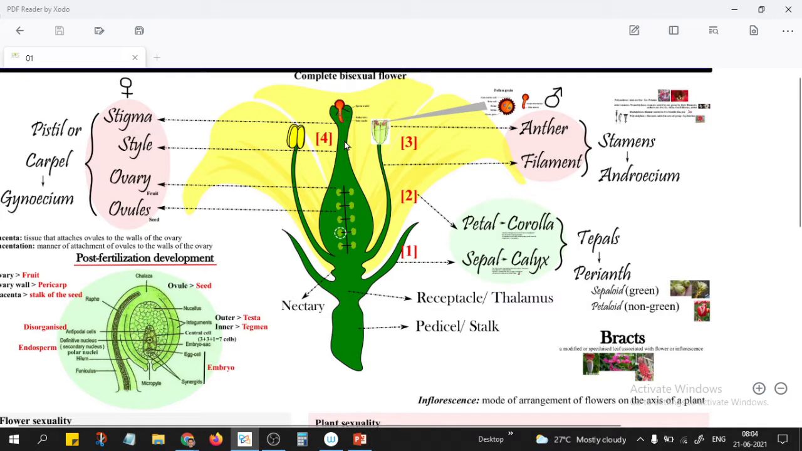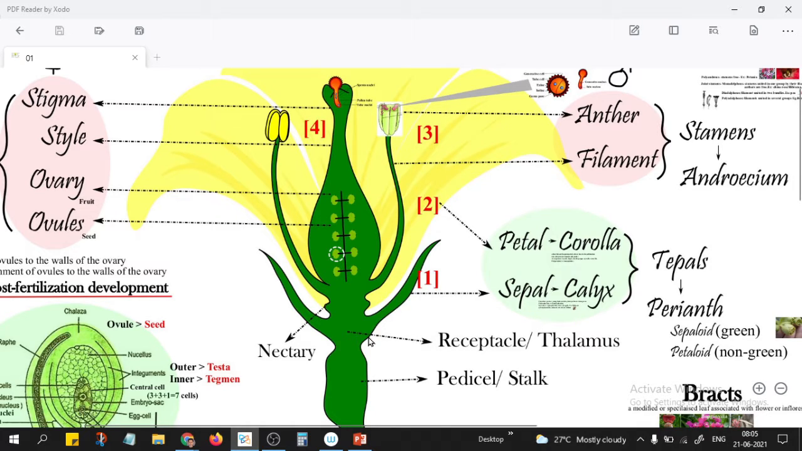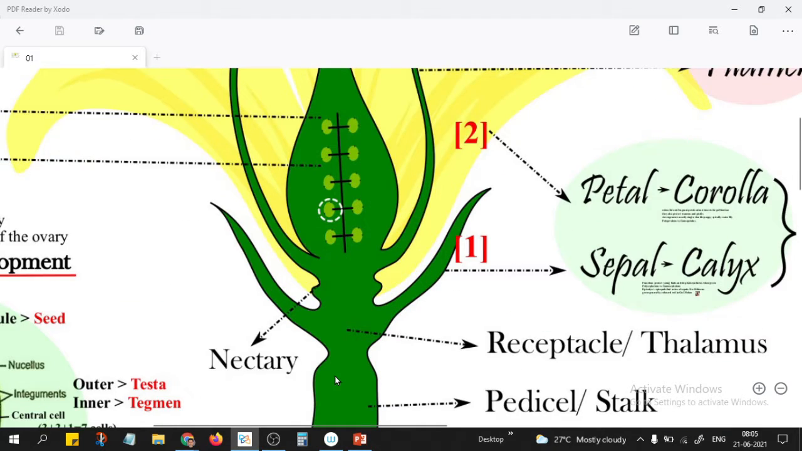Okay, so we can just revise that the lower part here is the stalk. Okay, it is also called the pedicel, and the structure just above the stalk or the pedicel, on which all the 4 whorls of the flower will be situated, is the receptacle or thalamus. Just above that there may be some tissue that is going to produce the nectar. Okay, this tissue is known as the nectaries.